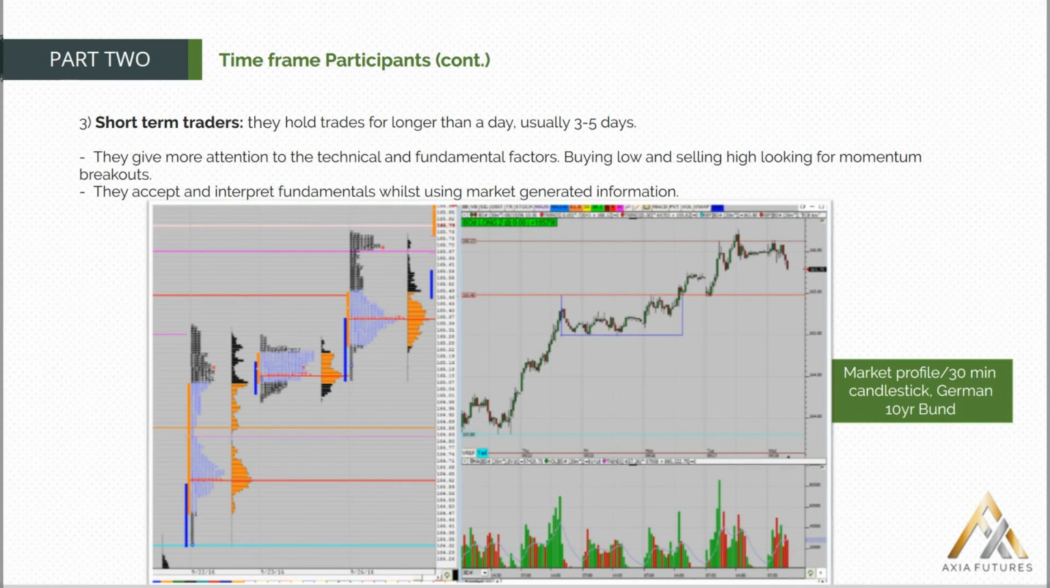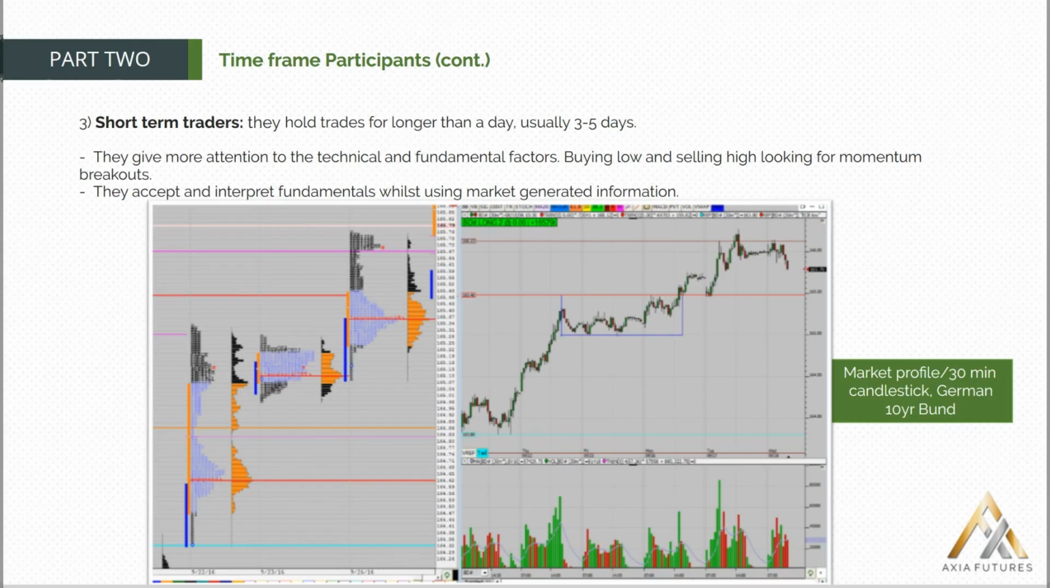The next time frame participant we're going to talk about is the short-term trader. Short-term traders tend to hold trades for longer than a day, sometimes even up to 3 to 5 days long. Short-term traders give more attention to the technicals and fundamental factors. Just like the day trader who focuses on technicals, the short-term trader includes fundamental factors in their trading strategies. Short-term traders have a tendency to buy low and sell high, looking for momentum breaks and momentum continuation patterns. Short-term traders accept and interpret fundamentals whilst using market-generated information.